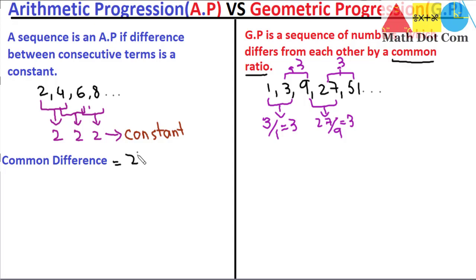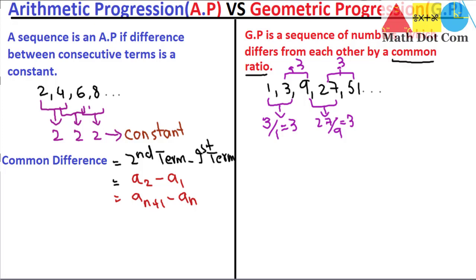You can say second term minus first term, and if I write in better form, then you can say the second term is a2 minus the first term is a1. And if I write in a generic way, then I can say that a(n+1) minus a(n). So this general formula can be used to find the common difference of any two consecutive terms in the arithmetic progression. So this is the formula for common difference.